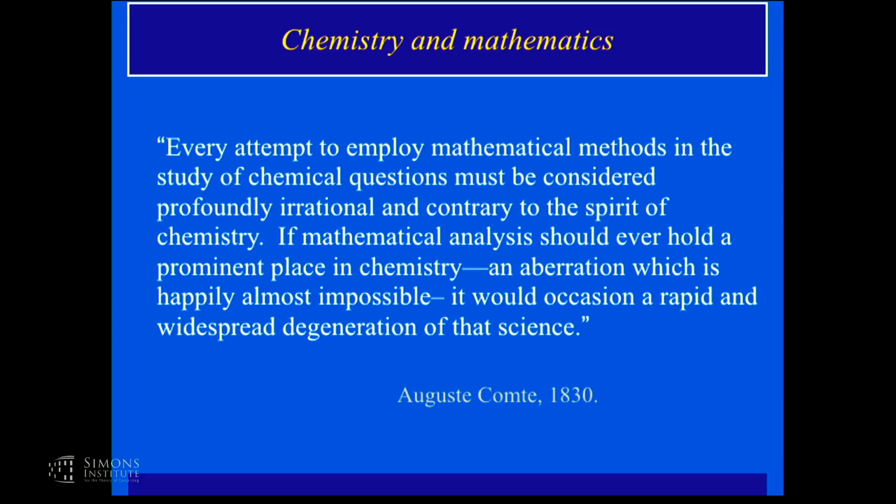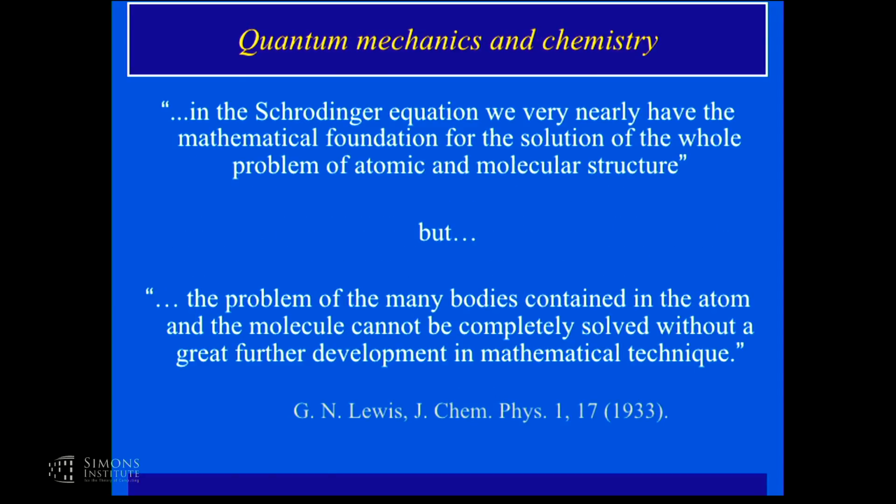Anyway, a little over 100 years later, G.N. Lewis built up the College of Chemistry at UC Berkeley. He's one of the giants in whose footsteps we follow. And in volume 1 of the Journal of Chemical Physics, which is perhaps my favorite journal, he wrote, "In the Schrödinger equation, we very nearly have the mathematical foundation for the solution of the whole problem of atomic and molecular structure." This was a big concession coming from this guy, because only about a decade or so earlier, he had developed the qualitative electron pair theory of chemical bonding. And here he was admitting that this really needed to be superseded. But then he said, we require a great further development of mathematical techniques.